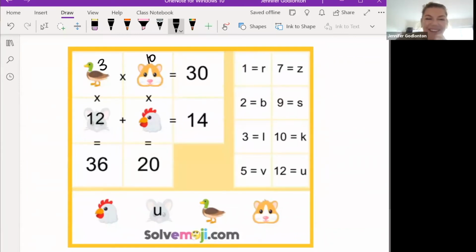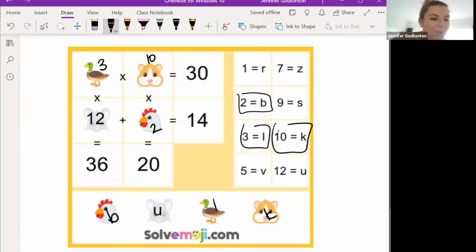Okay. There's people helping you in the chat. Okay, so I think we landed up getting there. Lots of you got there at the end. A lot of guessing, I think, is happening. But our chicken is definitely 2. So if our chicken is 2, then our chicken is B. Then we've got U for our mouse. Then our duck is 3, which is an L. And our hamster is 10, which is a K. And so our word was bulk.